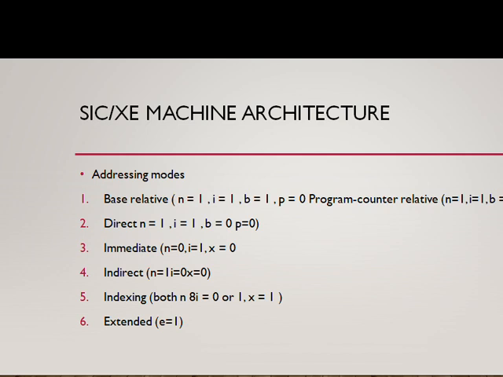Then direct addressing, where for direct addressing N value will be 1, I value will be 1 and B and P are going to be 0. Immediate addressing: N value is equal to 0, I value is equal to 1, X value will be 0. For the indirect addressing, N is equal to 1, I is equal to 0 and X is equal to 0. Extended, as I said, if the format is 3, then the extended value will be 0, or else if the format is 4, then the extended value will be 1.